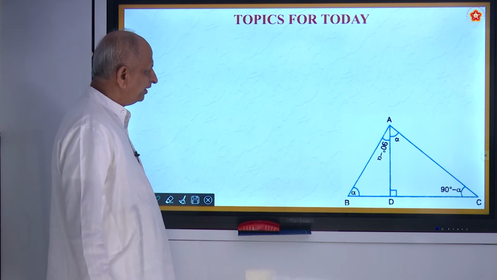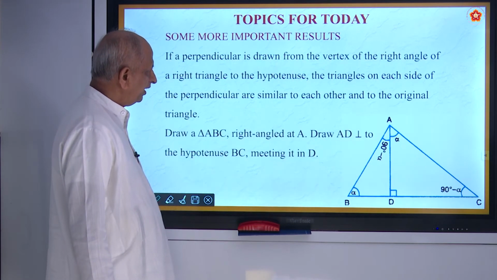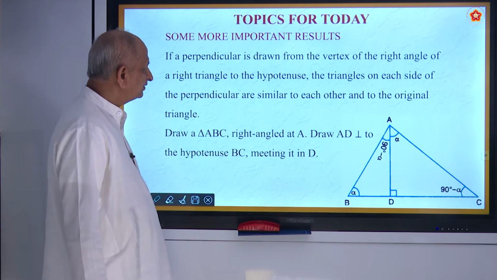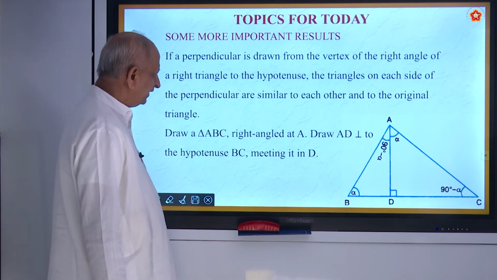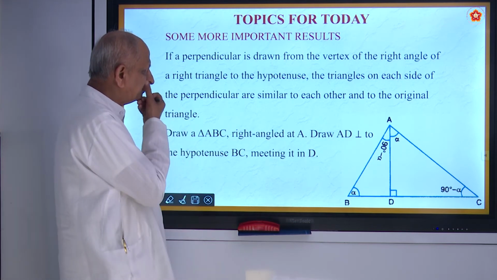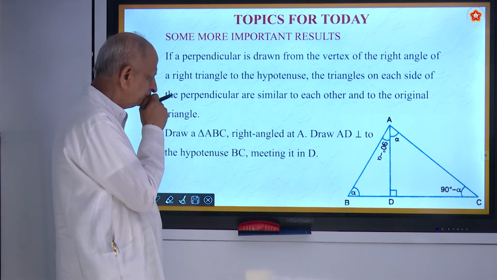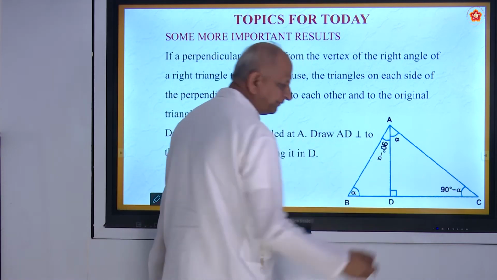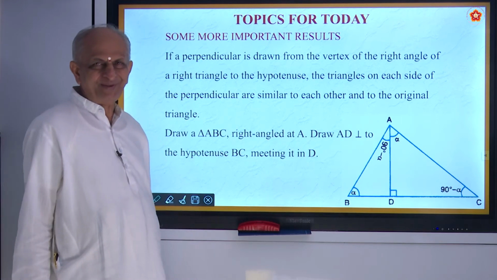We'll come to today's topic. Today we have some important results of the right angle triangle. If a perpendicular is drawn from the vertex of the right angle of a right angle triangle, so this is a perpendicular drawn in this triangle. All of you draw it using pencil and scale.